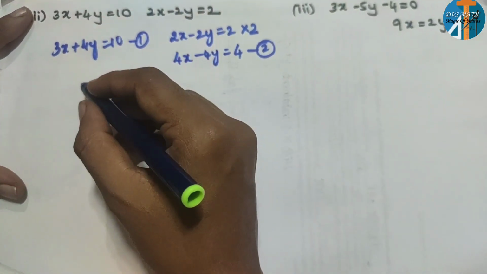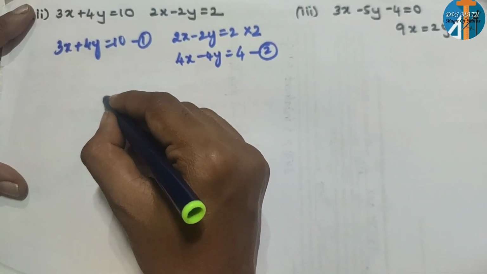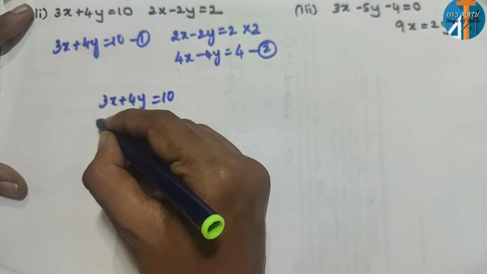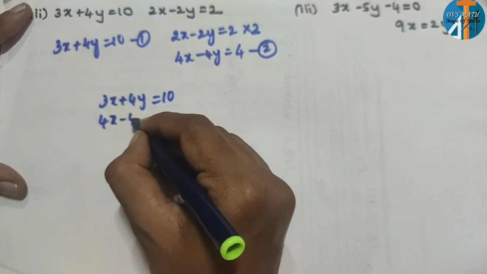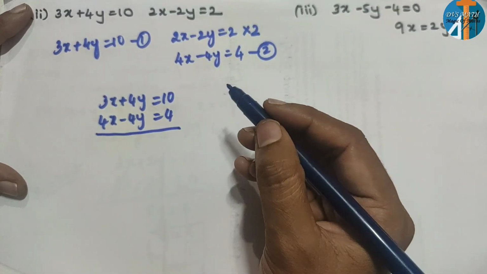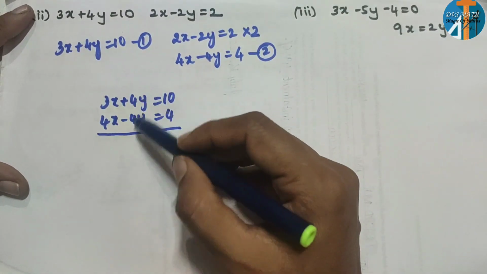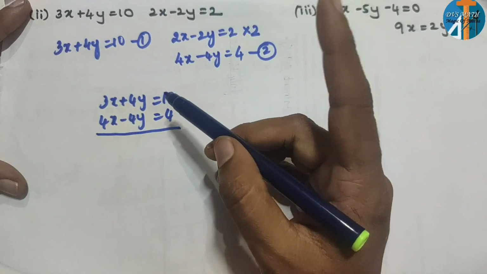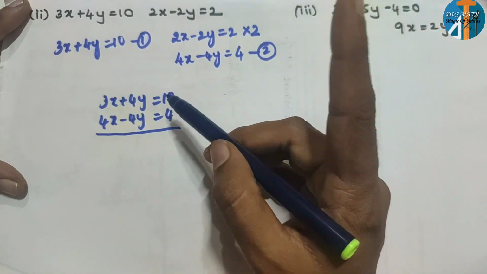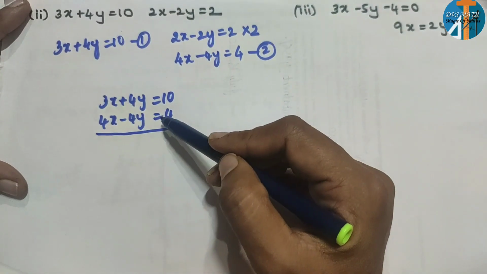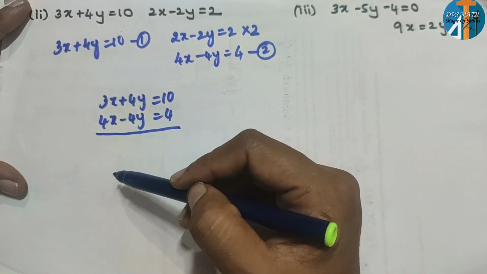Now solving this by the elimination method. So let us write. 3x plus 4y is equal to 10. 4x minus 4y is equal to 4. Observe this carefully, as we have to cancel this y, right? 4y, 4y. Our condition is there should be opposite signs. One must be plus, another must be minus. Yes, it's already there. So here you need not change the sign as you did in sub question 1.